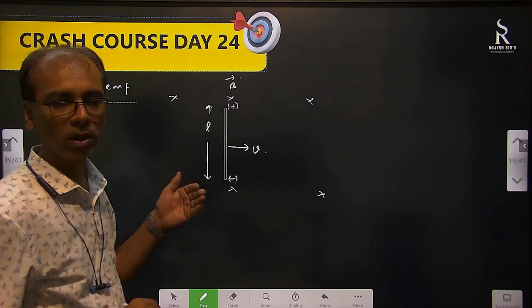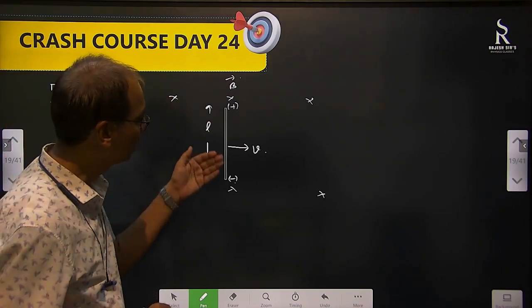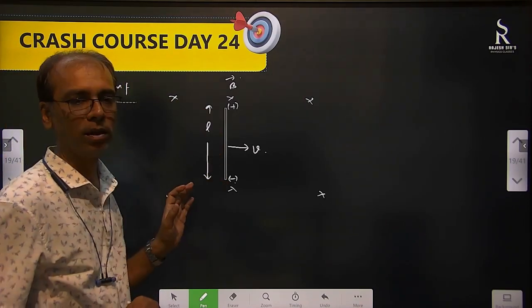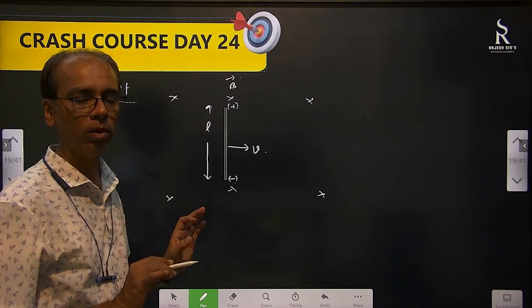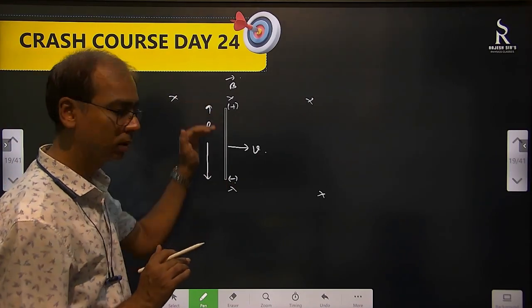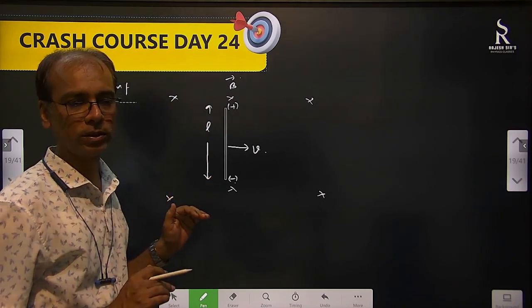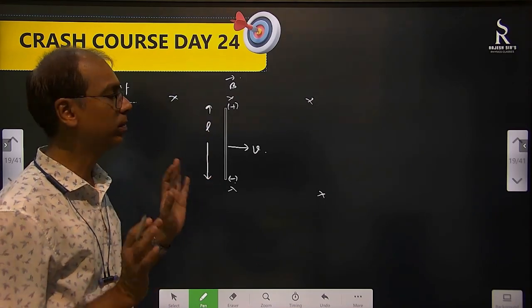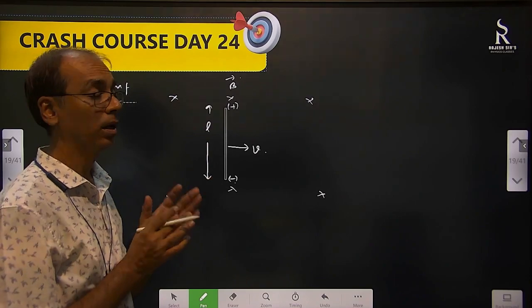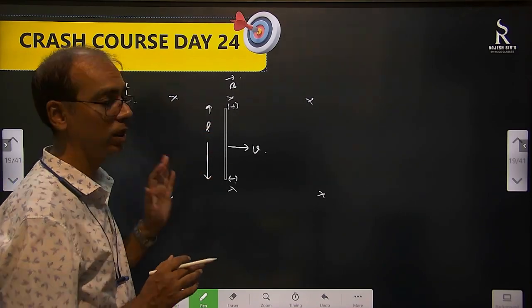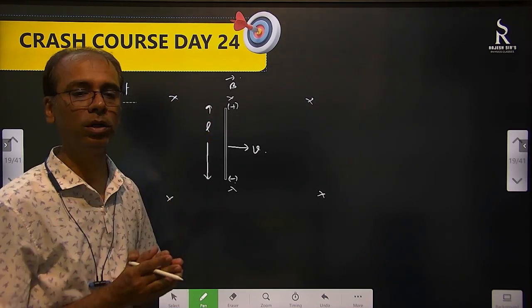So how much will be the potential difference finally? When all the electrons which were supposed to come over here have come downwards and there is no more electron motion downwards, then we will say that equilibrium has reached. And in equilibrium, we say magnetic force on electron is equal to electric force on electrons.